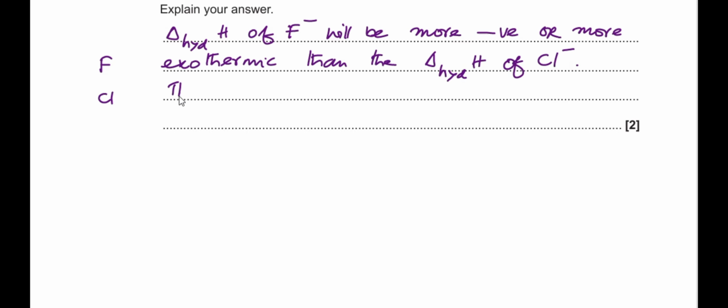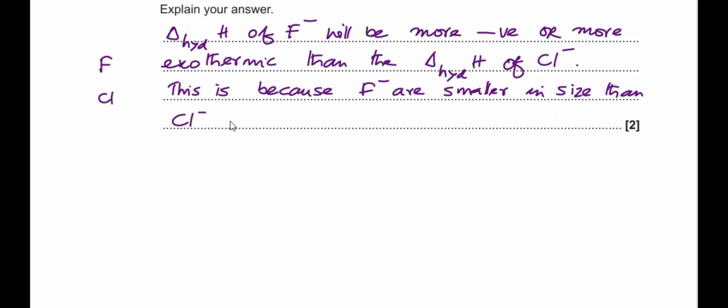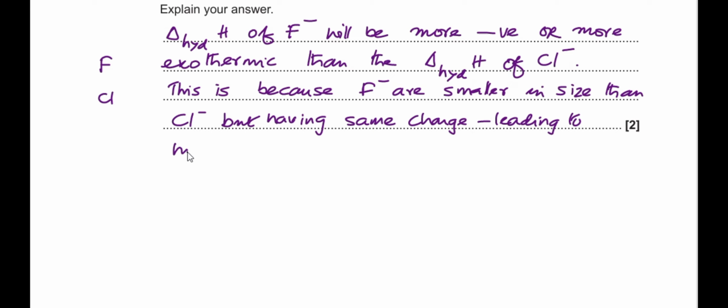So we will write here, this is because fluoride ions are smaller in size than chloride ions, at the same time having the same charge, leading to higher charge density and greater attraction to water molecules.